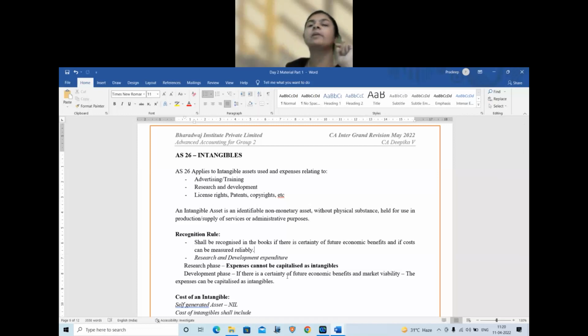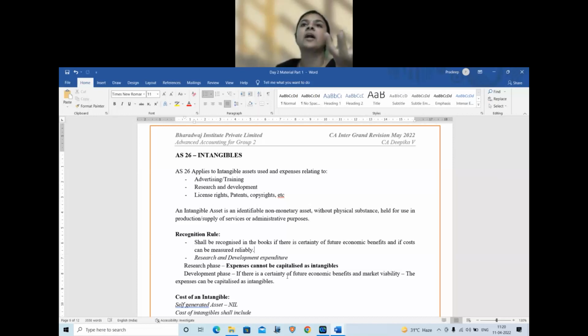But what will be capitalized? Once research is completed, once the product is established as a success, then further development activities for that product, which means creating a prototype, creating marketing strategies, creating production strategy, all that will come under your development phase. So that will be classified under intangibles, because there is a certainty of future economic benefit, provided there is market viability for that product.